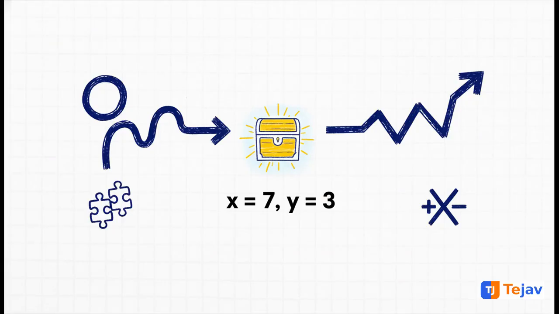Same exact solution. We took two totally different approaches, a swap and a cancel, and they both landed us in the exact same spot, x equals 7 and y equals 3. That's one of the coolest things about math, right? There's often more than one way to get to the truth.